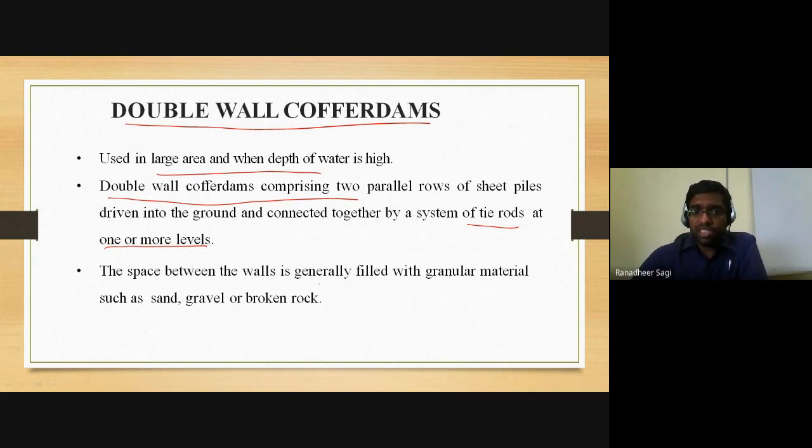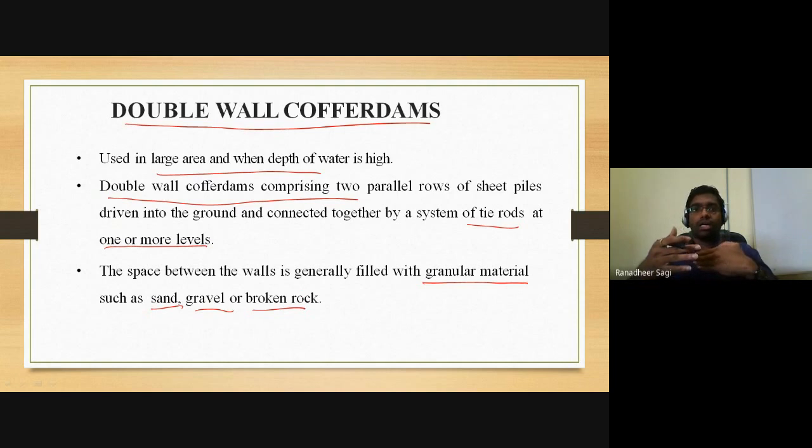The space between the walls is generally filled. Whatever the space between one sheet pile and the other, which are running parallel to each other and connected by tie rods, to give more stability to those sheet piles you are going to fill it with granular material, which can be either sandy soil, gravelly soil, or broken rock pieces, dumped into that hollow space available between those two parallel running sheet piles which are structurally connected by your tie rod.